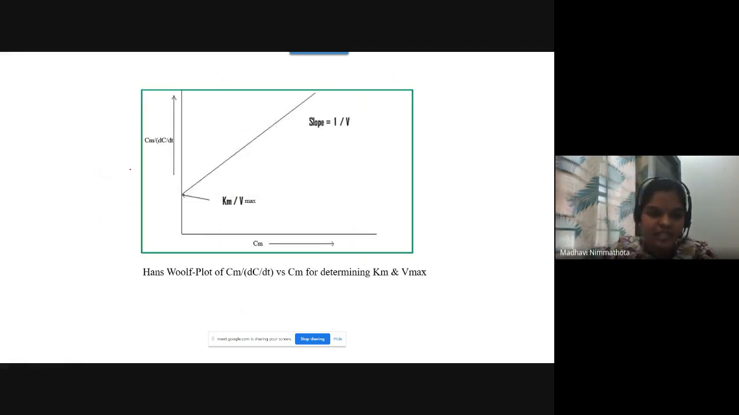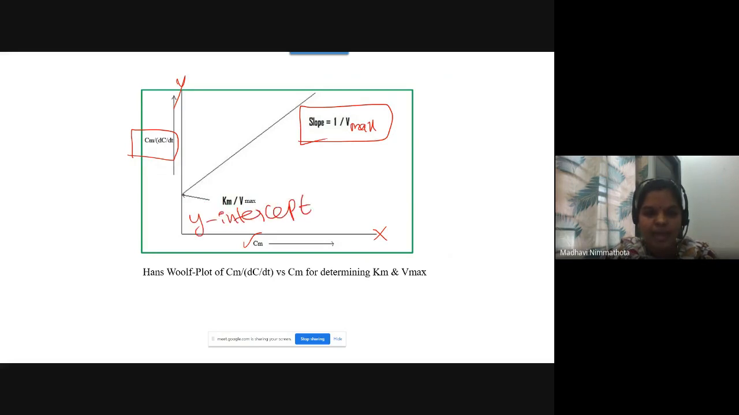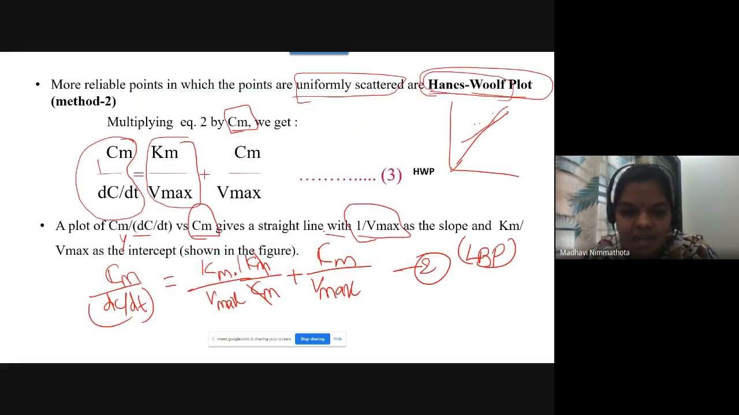Shall we look into it? See here, this is Cm by dc by dt, and this is Cm. We will take these two parameters to plot the graph on the y and x axes. This is the slope we will get here, 1 by Vmax. So this is the y-intercept, that is Km by Vmax, and the slope is 1 by Vmax. Is it right? Here the straight line has 1 by Vmax as the slope and Km by Vmax as the y-intercept.